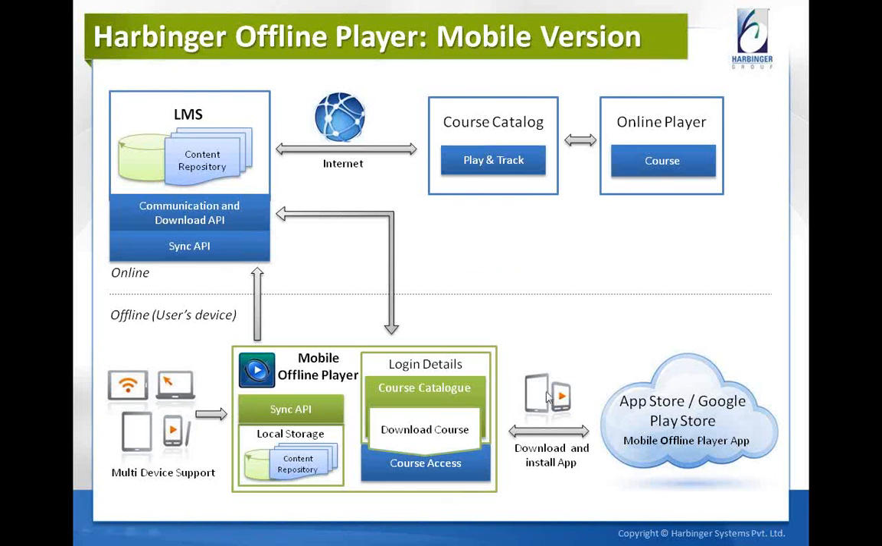So in this case, what a user would do is access the App Store or Google Play Store, from where they would download the mobile offline player, which would already be submitted for their organization. Once they have downloaded the offline player on their device, they will be able to enter the app and get a login screen where they will type in their credentials to get authenticated from their LMS. Once it is validated, they would get the course catalog screen.